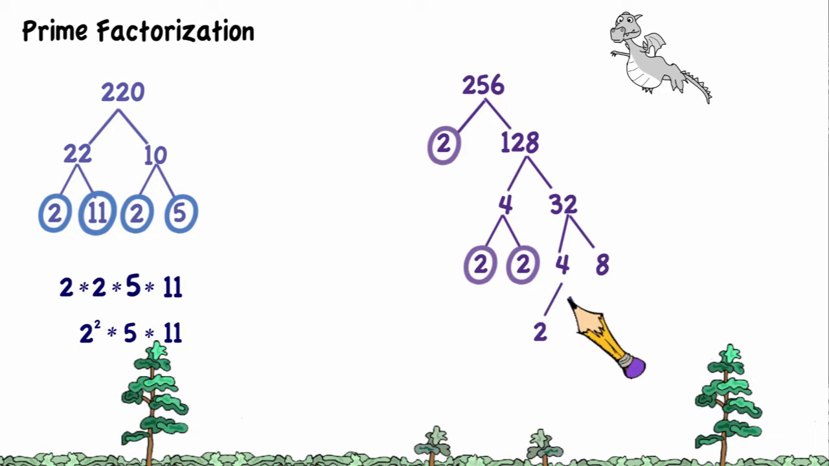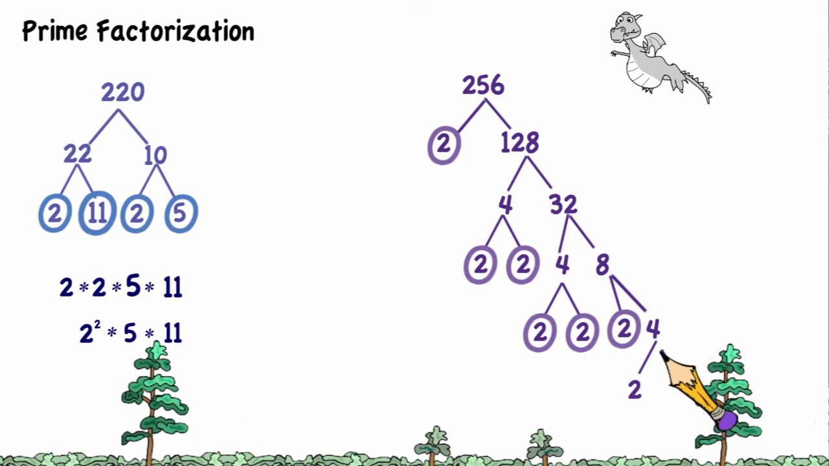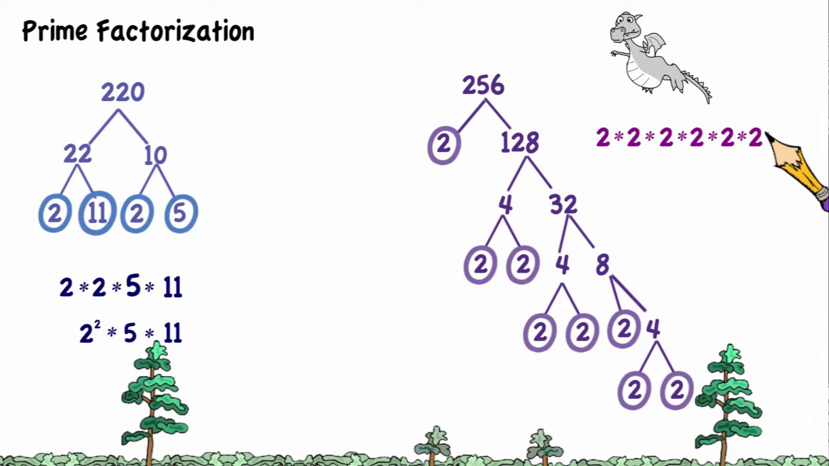Again, I'm going to break my 4 down into 2 times 2. And I'll break my 8 down into 2 times 4. And I'll break the 4 down into 2 times 2. Wow, I'm getting a lot of 2's there. When I prime factorize, I get 2 times 2 times 2 times 2 times 2 times 2 times 2 times 2. Or 2 to the 8th. In this case, the exponential form is much easier to read and understand.